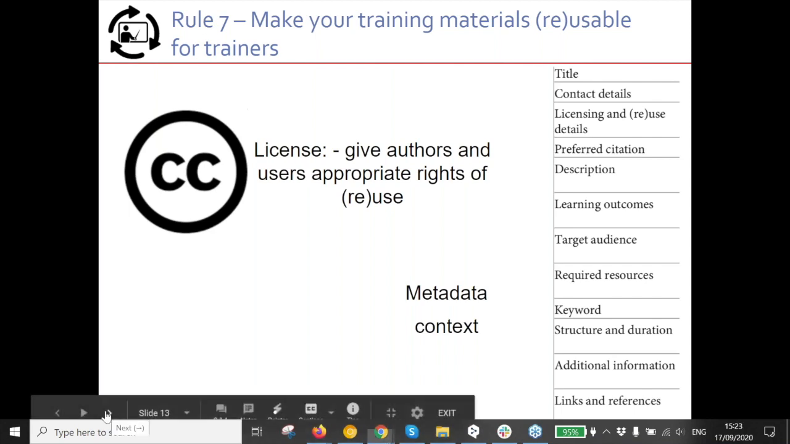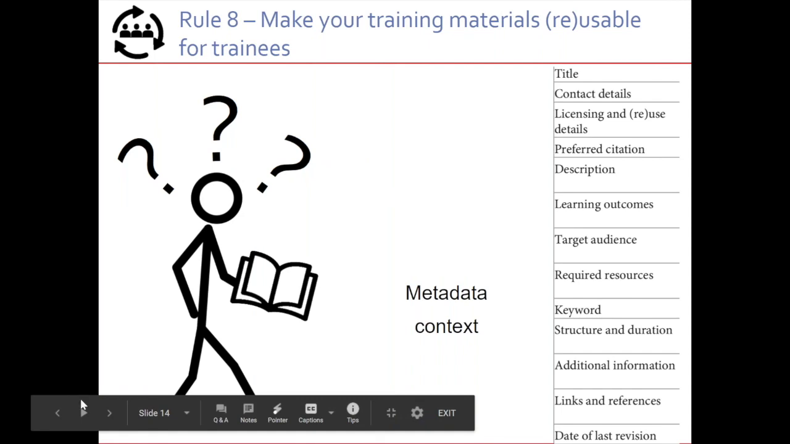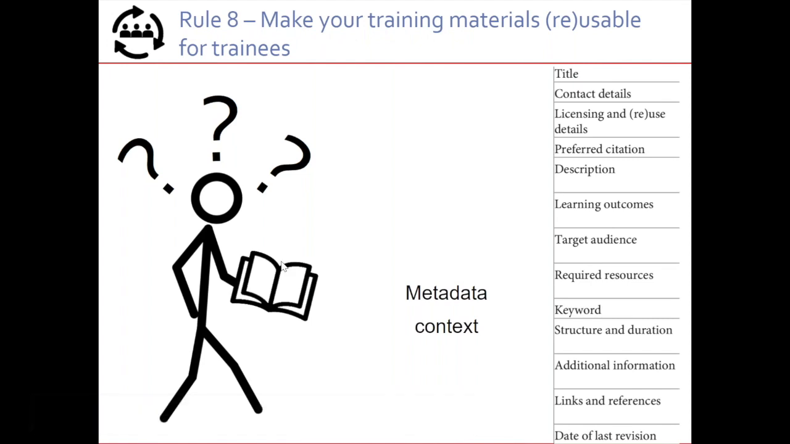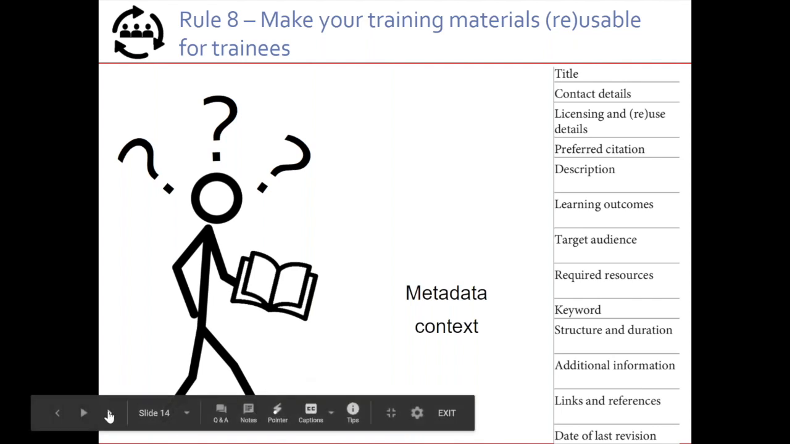And the next rule, number 8, is how to make that easy for trainees. If we put our materials online, accessible to anyone, trainees can also find these materials and learn from them by reading, or by watching what we are showing, if it is a video, for example. So giving all the details, the metadata, the context in which these materials were produced, will also help the trainees see if they can learn something from them. So this is rule number 8.